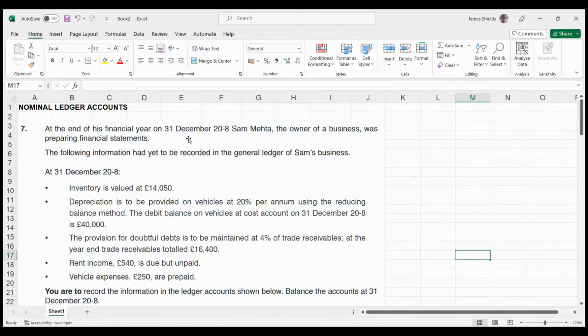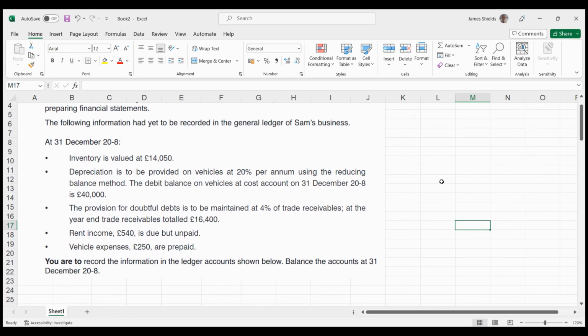Here is a question on nominal ledger accounts. At the end of his financial year, on the 31st of December 2018, Sam Mehta, the owner of a business, was preparing financial statements. The following information had yet to be recorded in the general ledger of Sam's business. So we're going to have to take these into account in a moment.